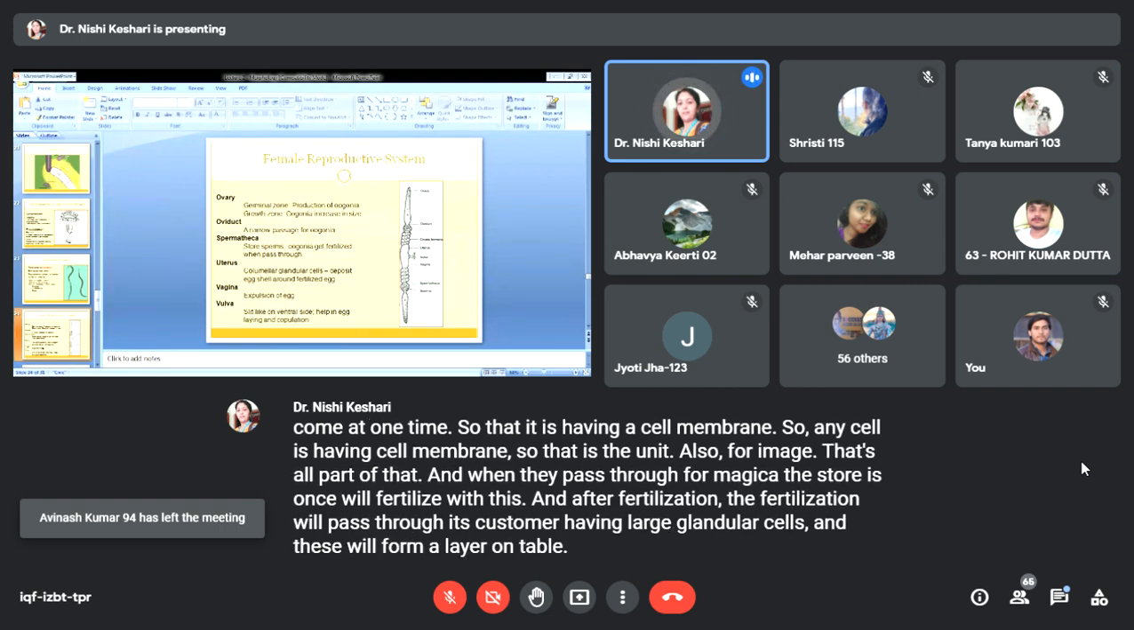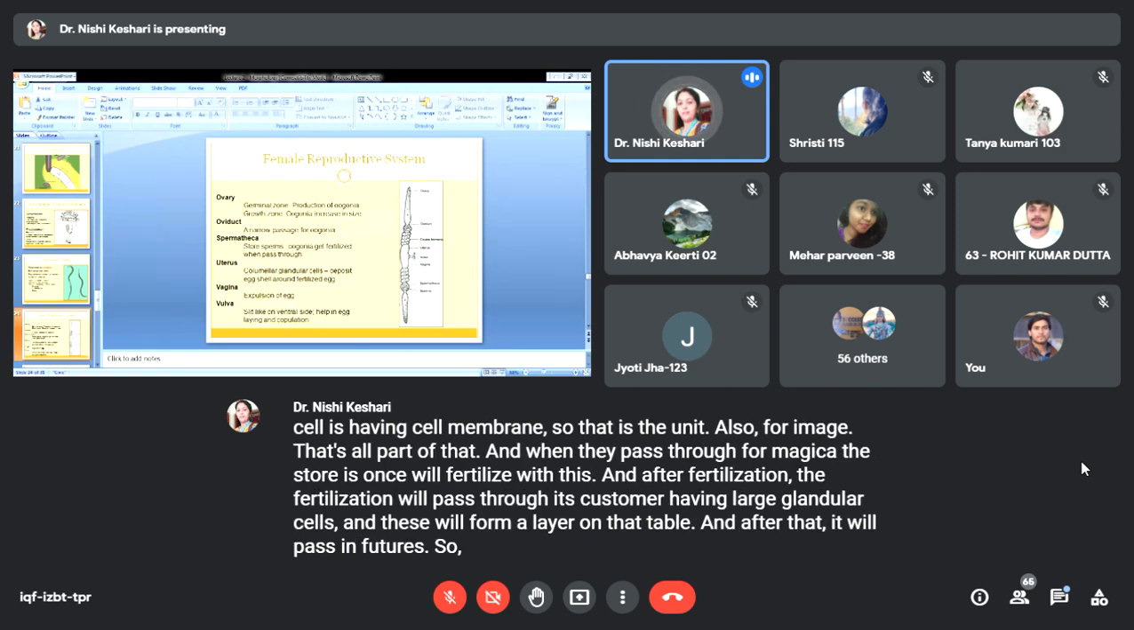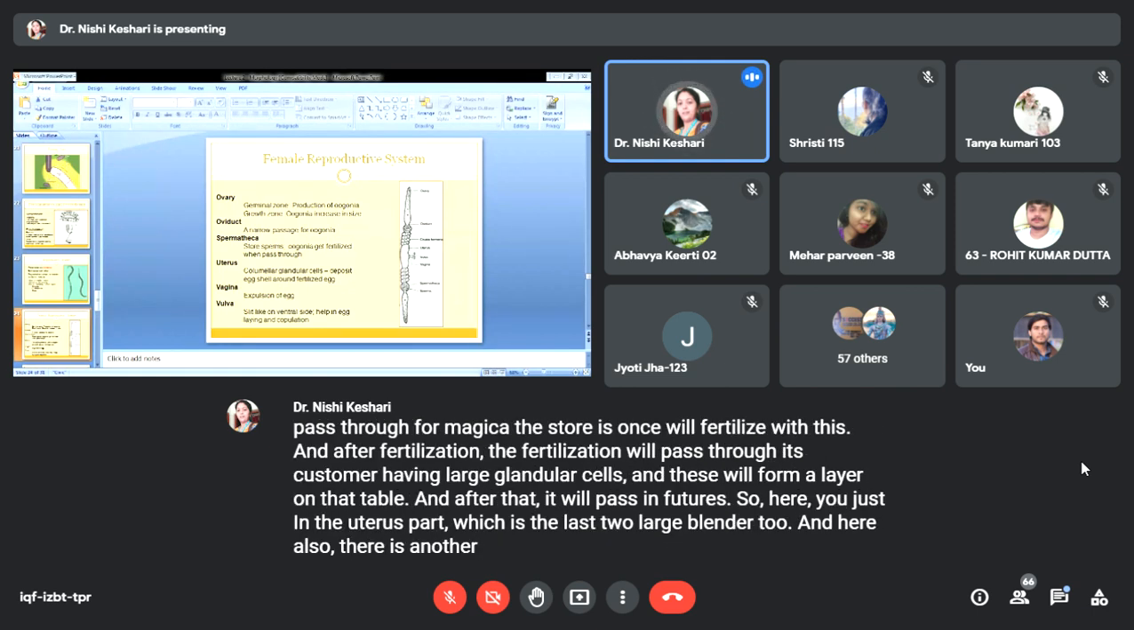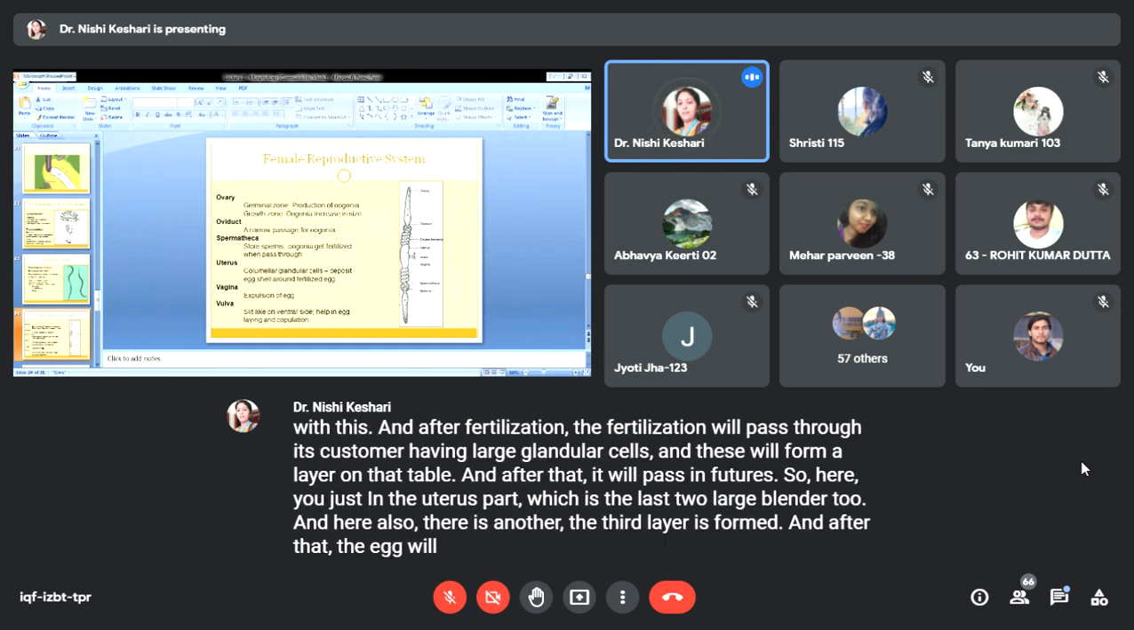After that, it will pass into the uterus. In the uterus, which is a large glandular tube, the third layer is formed. After that the egg will pass through the vagina to the outside through the vulva.